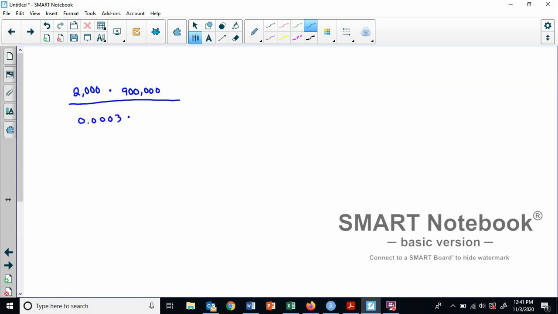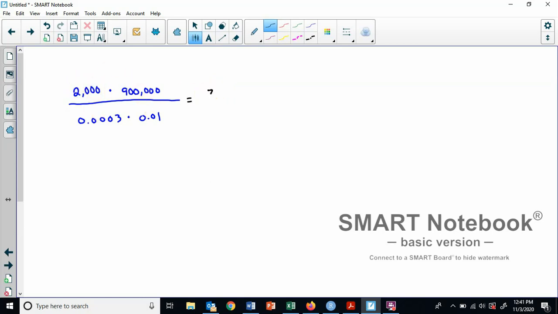0.0003 times 0.01, I would not want to do that without a calculator. But with scientific notation, we actually could handle this without a calculator. Here's what we will ask you to do. We will ask you to convert all 4 of these numbers to scientific notation. And so we covered how to do that last class.